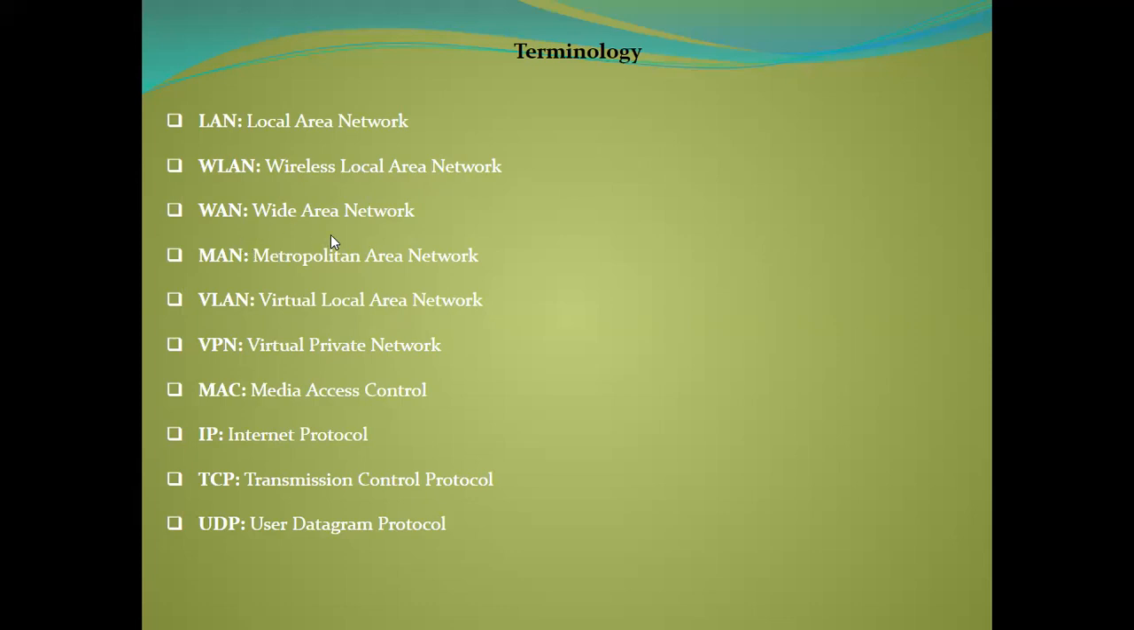WAN is wide area network. MAN is metropolitan area network. VLAN is virtual local area network. VPN stands for virtual private network, and MAC stands for media access control. IP is internet protocol. TCP is transmission control protocol, and UDP is user datagram protocol.